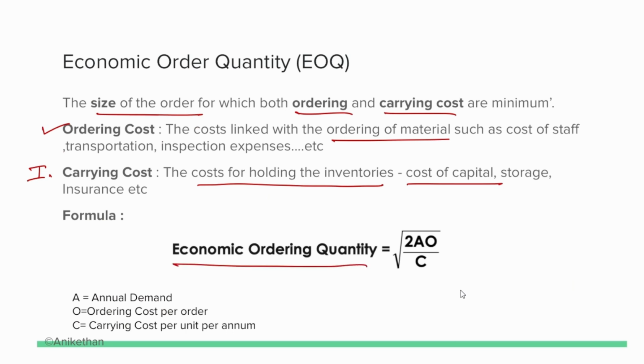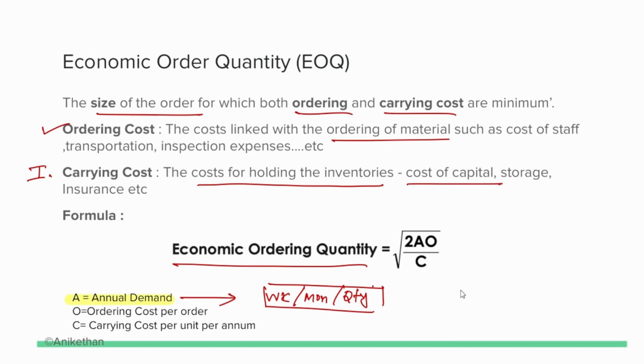This is the formula for EOQ. Economic order quantity is square root of 2AO divided by C. So here what is A, what is O, what is C, all these are important. A is annual demand. What is annual demand? How much of that material I need per year. So pay very careful attention in the problem and you have to calculate annual demand. Sometimes they will give weekly demand or monthly demand or quarterly demand. It can be for any period. So you have to bring that to annual demand first.